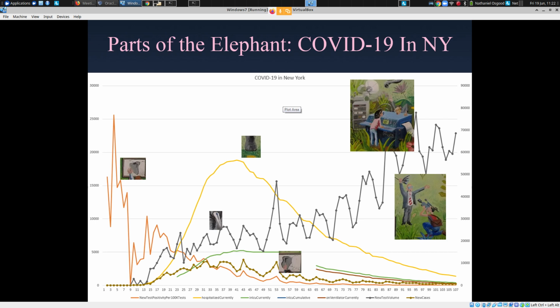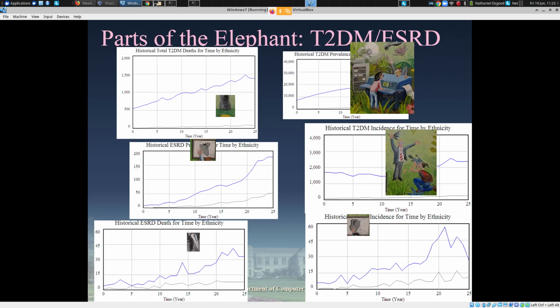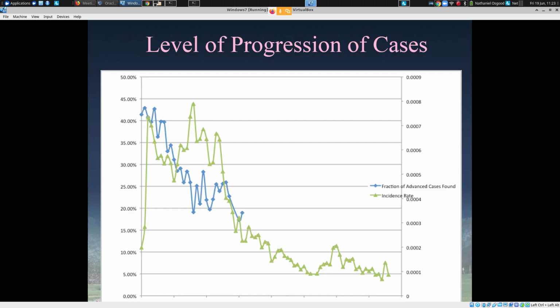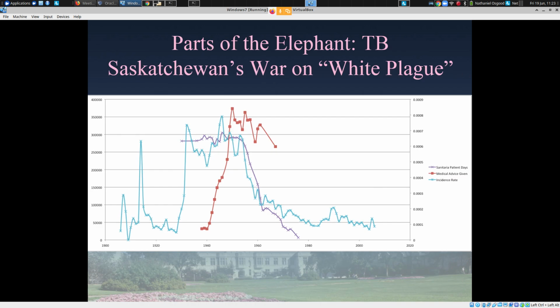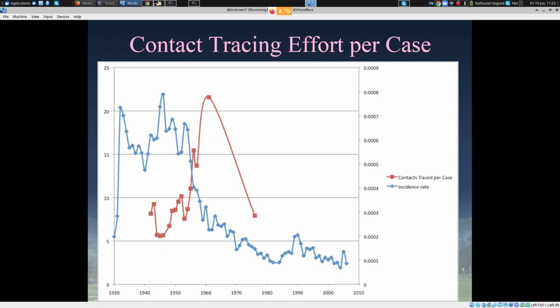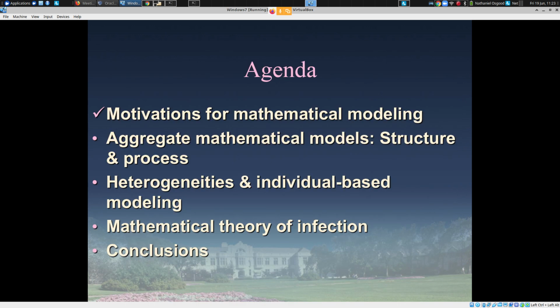These are the different parts of the elephant which, if we study in isolation, we've missed the big picture. In other spheres, we get the same thing. We get many types of phenomena we want to explain. In TB, for example, we might look at the historical progress of Saskatchewan against what used to be known as the White Plague from the standpoint of many different time series. And for many years, we've examined this with models to the present day, together with colleagues in respirology these days.